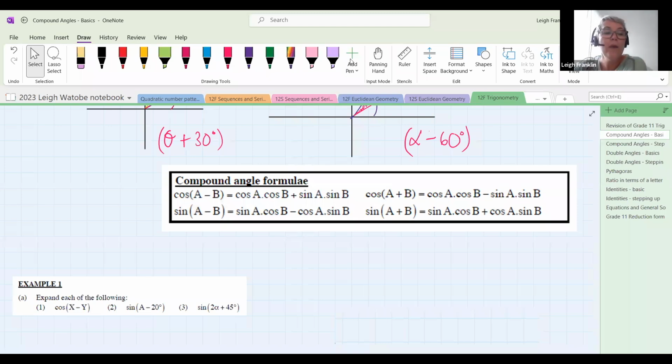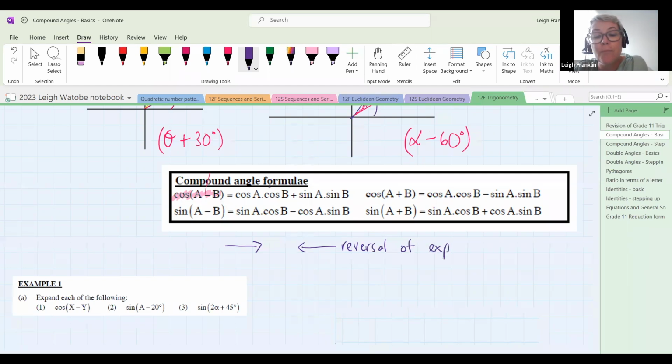All right, so when we are going from the left-hand side to the right-hand side, if we start with this and we are working towards the right-hand side, then we would call that the expansion of our compound angle formula. If we're going back the other way, then we wouldn't refer to it as reduction. We would refer to it as the reversal of the expansion. So when we expand it, we're going in this direction. And when we are working with the right-hand side and we go that way, then that is the reversal of the expansion.